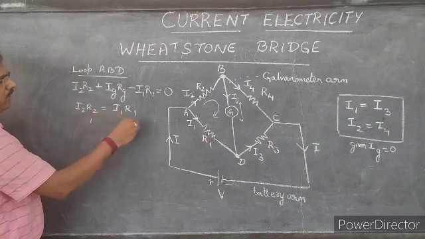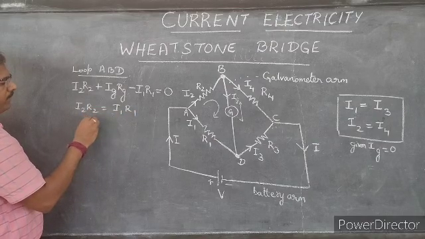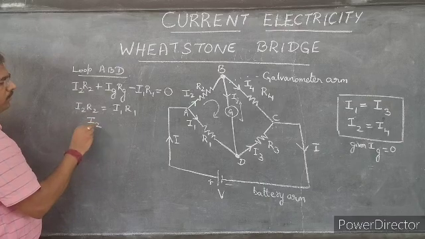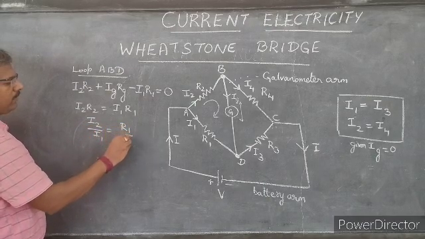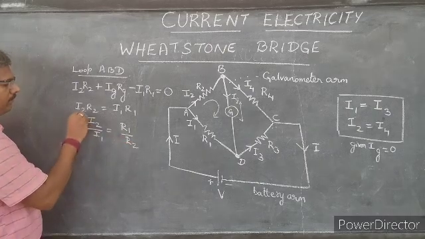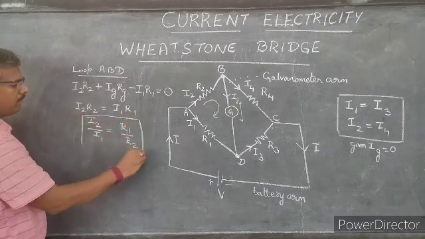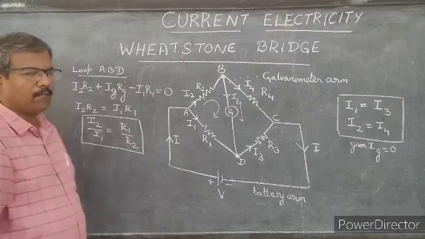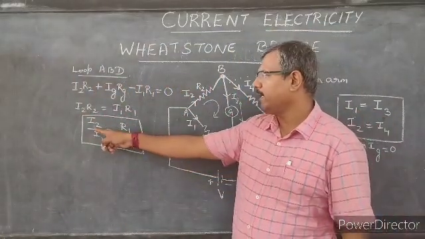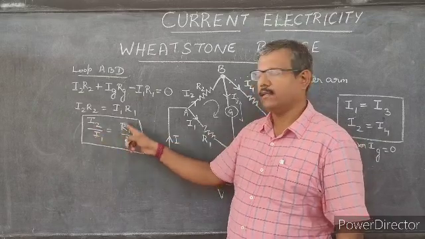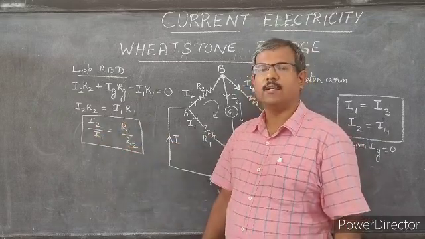If I take R2 that side, I am left with I2 by I1 equal to R1 by R2. So applying loop law, we end up getting I2 by I1 equals R1 by R2.